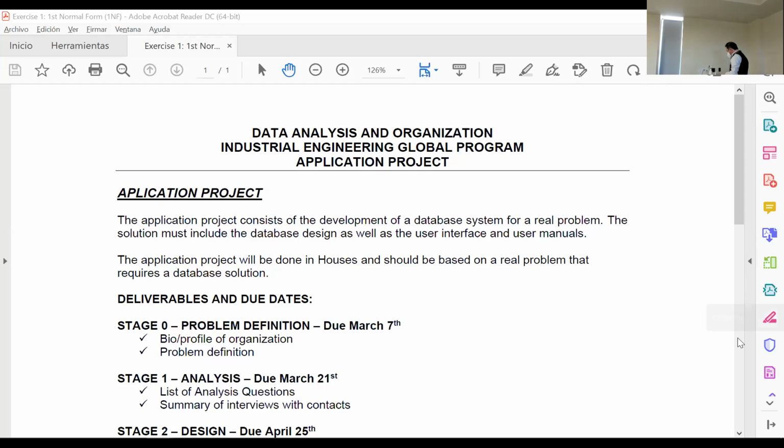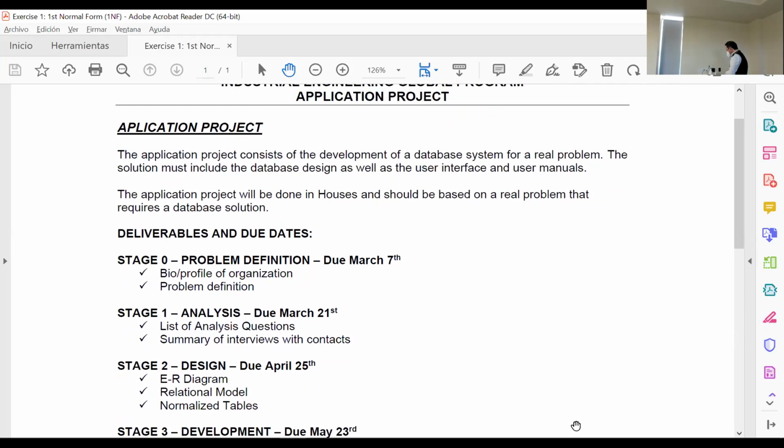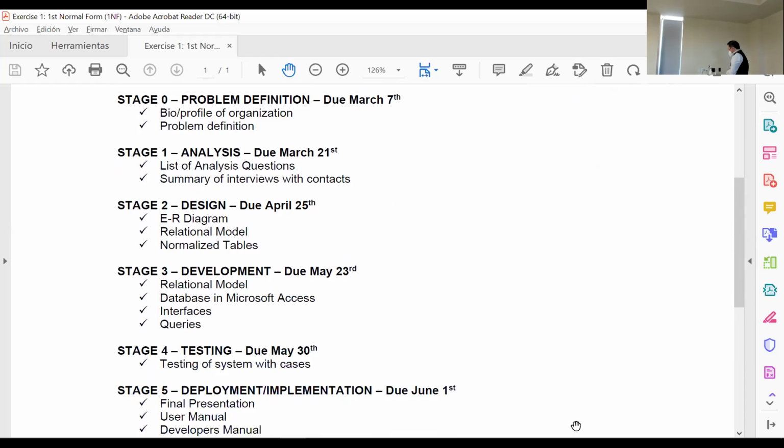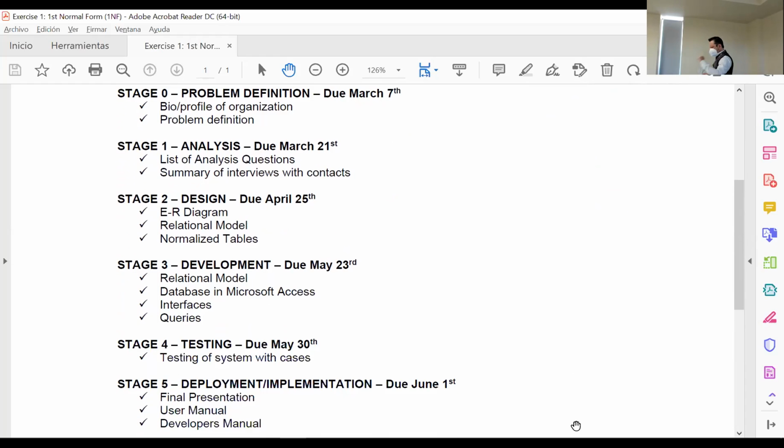By the way, this document, you may find this document in Blackboard. It's called, I believe it's called Application Project Stages and Due Dates or Deliverables or something like that. You can find that document there, so you can review it. And so we're going to be going through actually 6 stages. There's a stage 0 there.